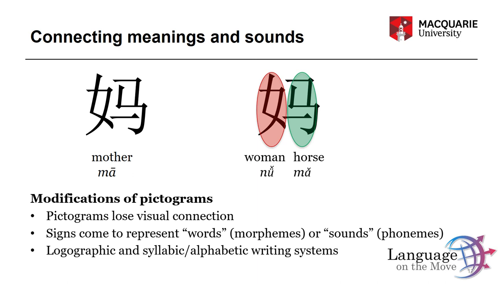Without going into too much detail here, the key point I want you to remember is that once the pictograms have lost their visual connection and have become signs, these signs can be used language-specifically to represent either words, and then we have a logographic script, or sounds, and then we have a syllabary or an alphabet. That's how the two major types of writing systems in the world came to be, and that's essentially how all writing that we know of came into existence. An example of a logographic script is the Chinese script. An example of an alphabetic script is the Roman alphabet.